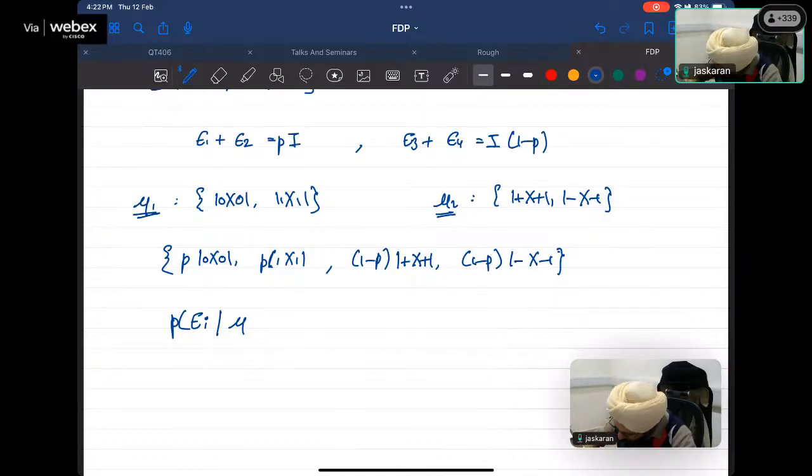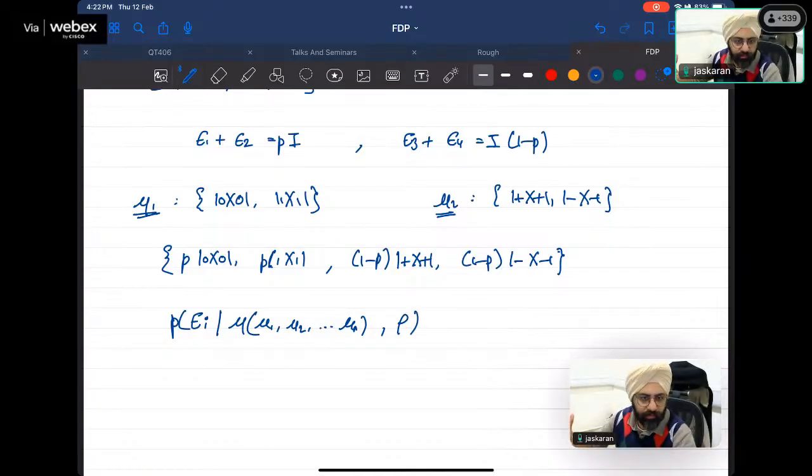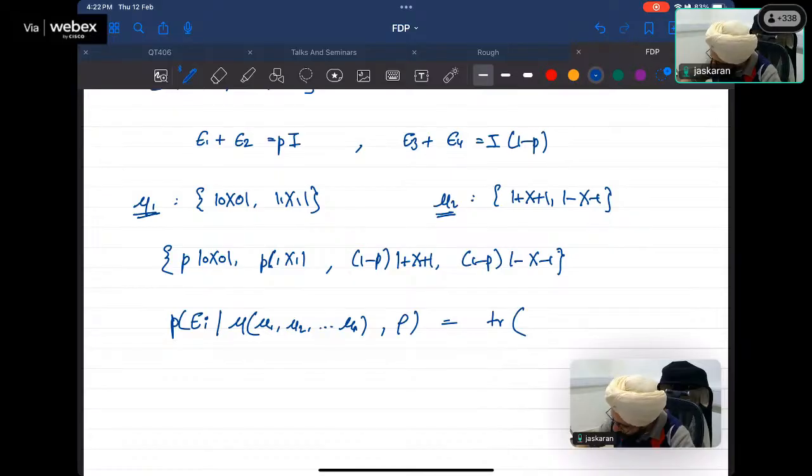Okay, and mu implies that I will be choosing mu1, mu2, up to mu n, whatever we have, right? And we have some input state rho, which could in general be a mixed state. Okay, rho could be a pure state as well, it does not matter. So this is again given by the Born rule.